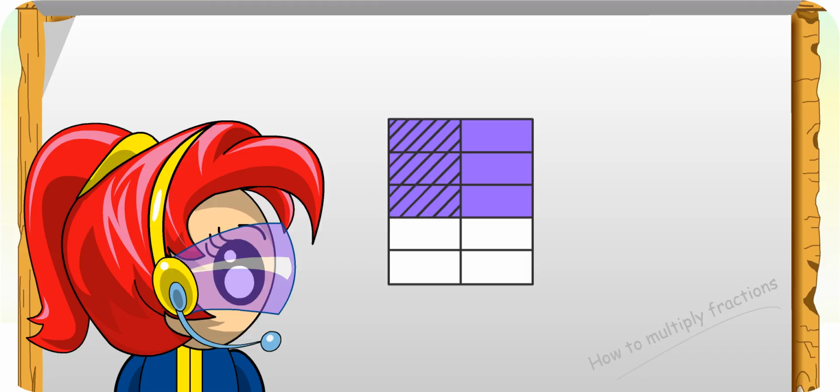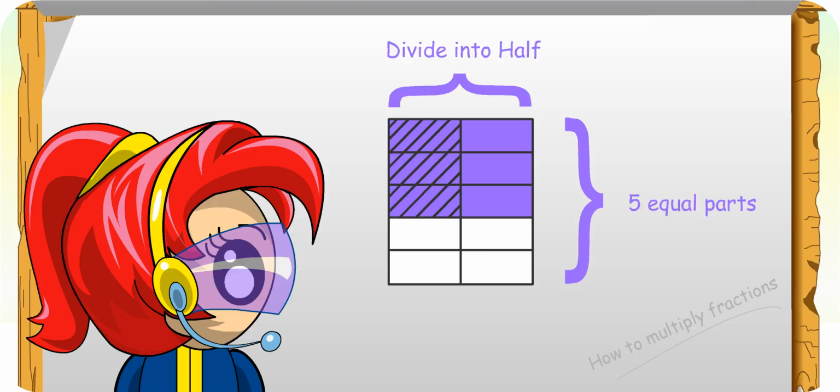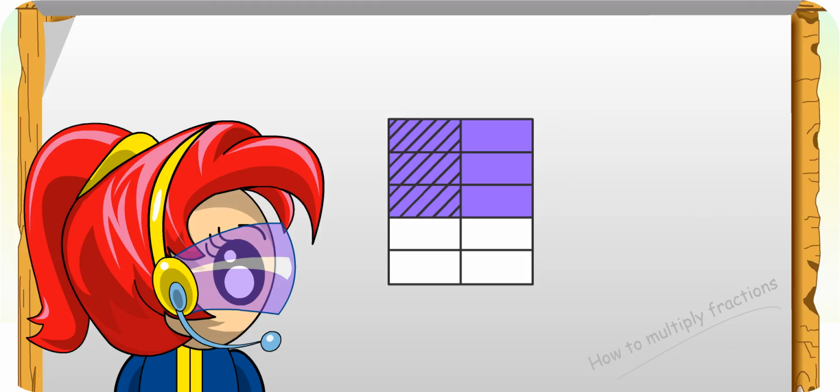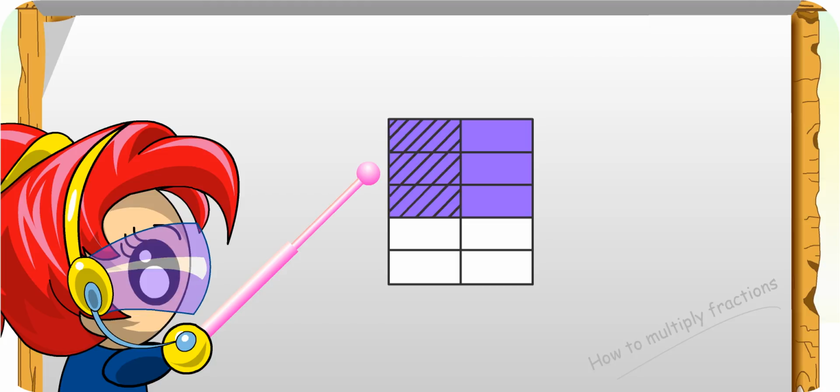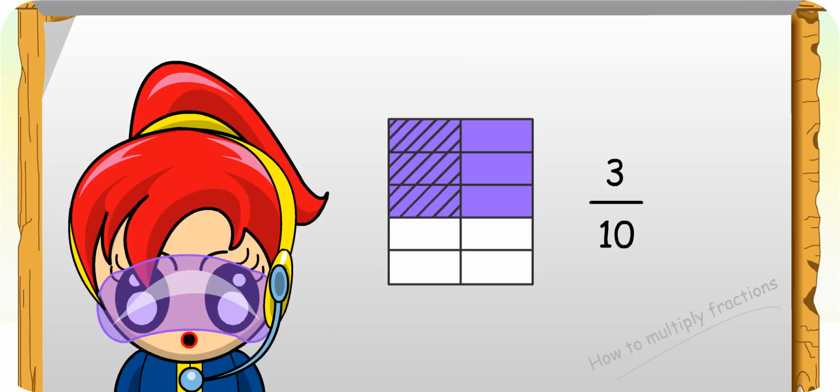Well, I have first divided the rectangle into 5 equal parts, and then further subdivided them into halves. There are altogether 10 parts. Out of the 10 parts, 3 parts are colored purple and shaded. Thus, 3 over 10 of the rectangle is colored purple and shaded. Well, that is exactly what happens when we take half times 3/5. I see. So that is what multiplying two fractions is about.